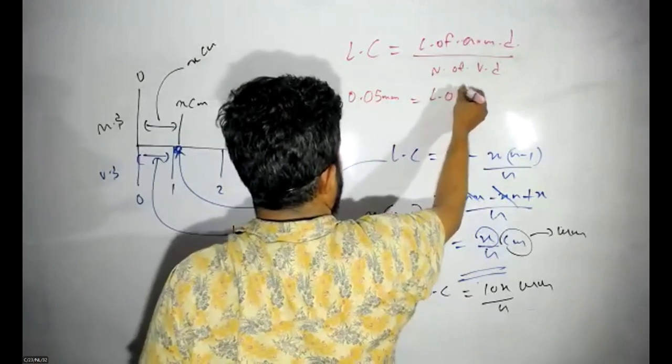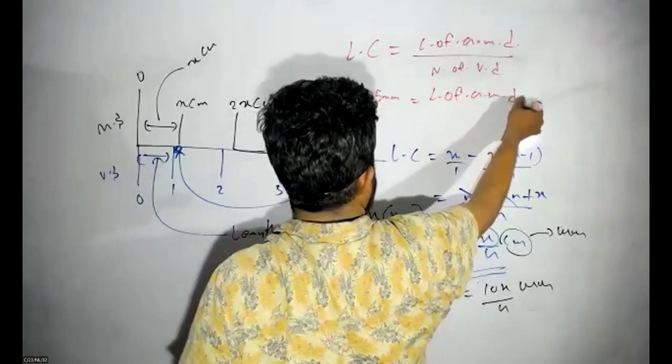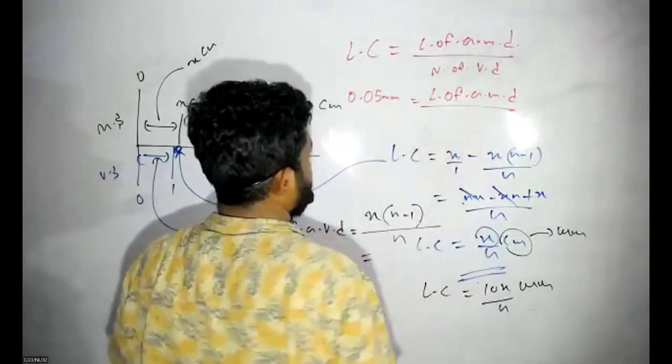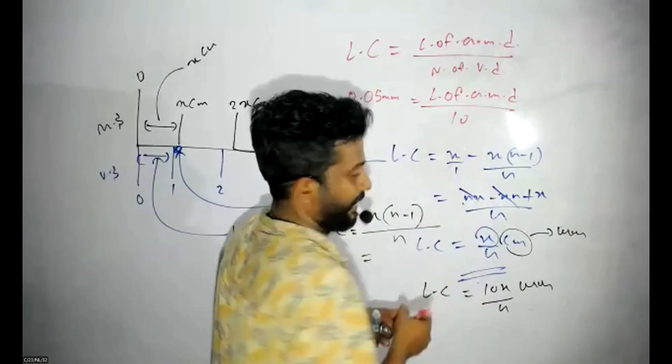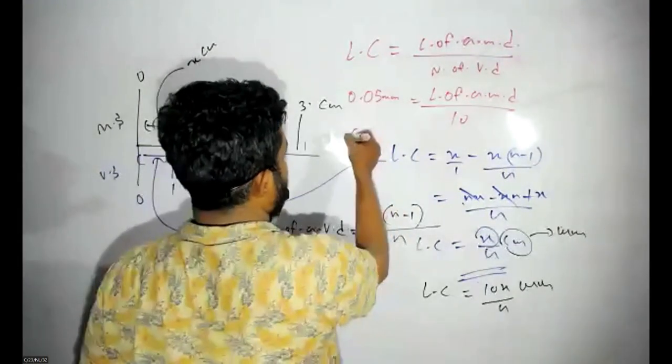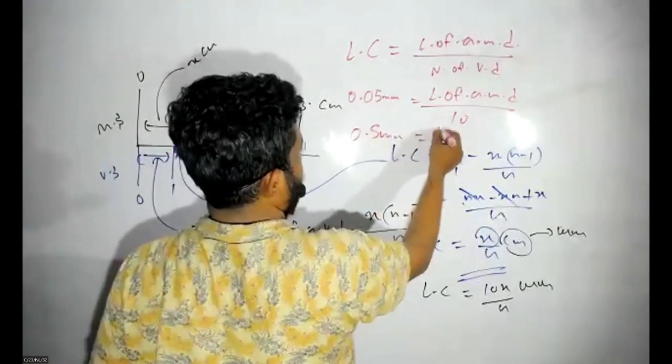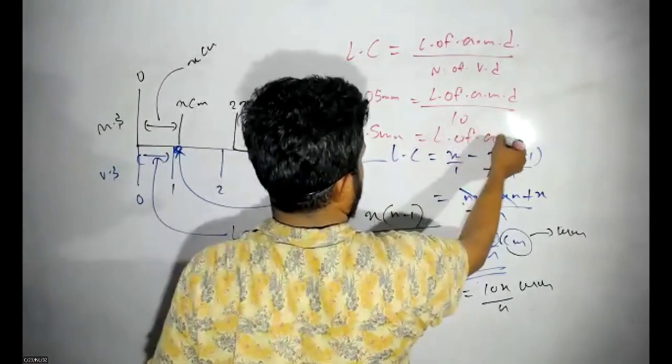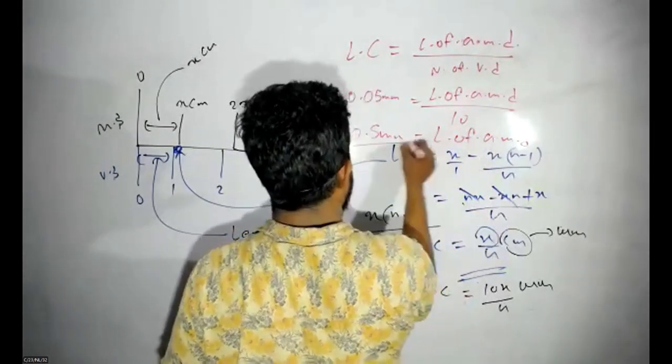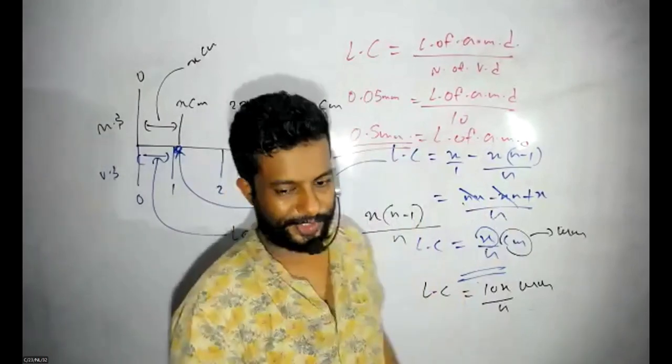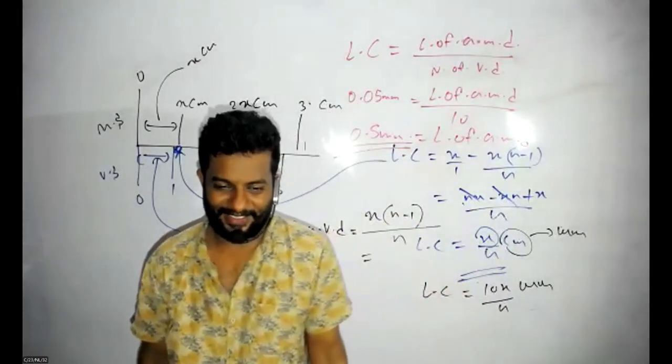You have to find the length of a main scale division. They have given the number of vernier divisions. There are 10 vernier divisions, right? Then the answer is 0.5 millimeter is the length of a main scale division. This one is the answer for the third question, right?